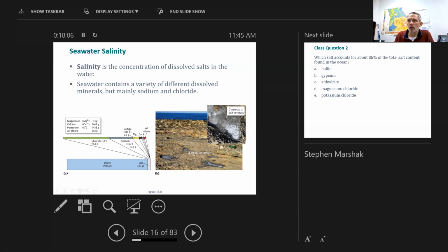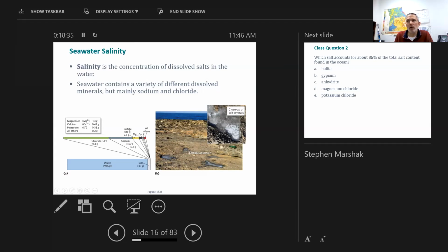So we can see that if we looked at an average kilogram of water, or 2 pounds of water, about 965 grams of that would be fresh water if we started looking at a kilogram of salt water. The remaining 35 grams, or 3.5%, is in fact salt. Again, most of it is sodium chloride.